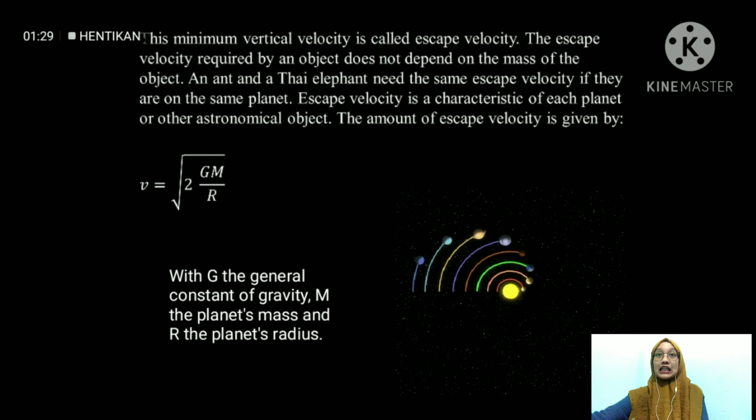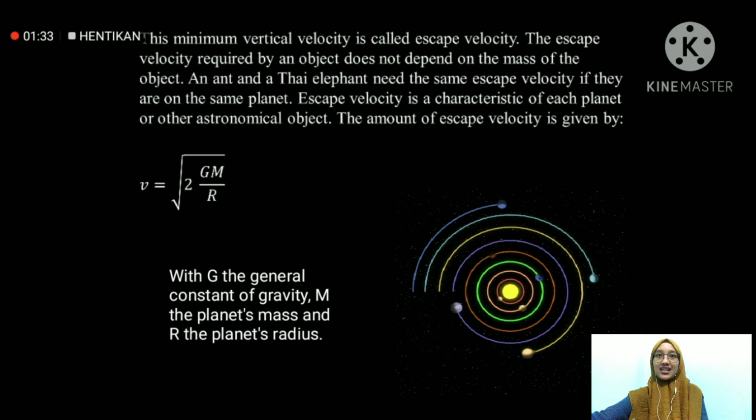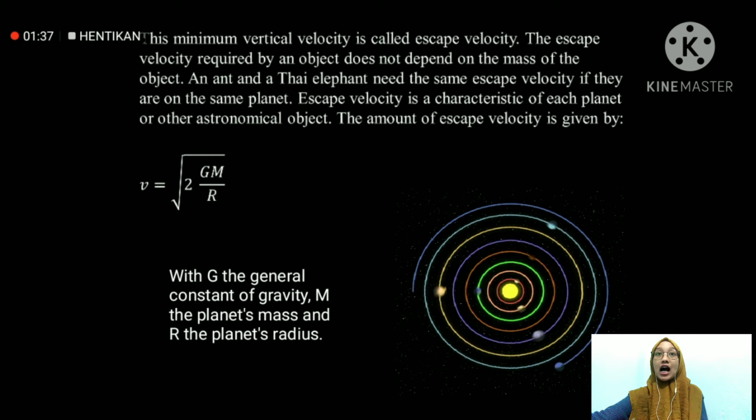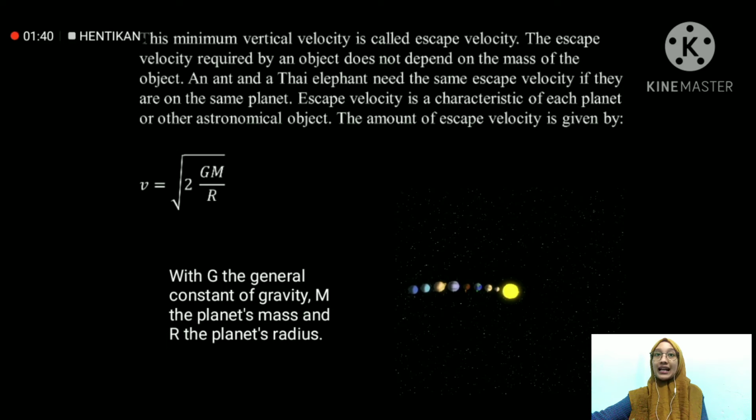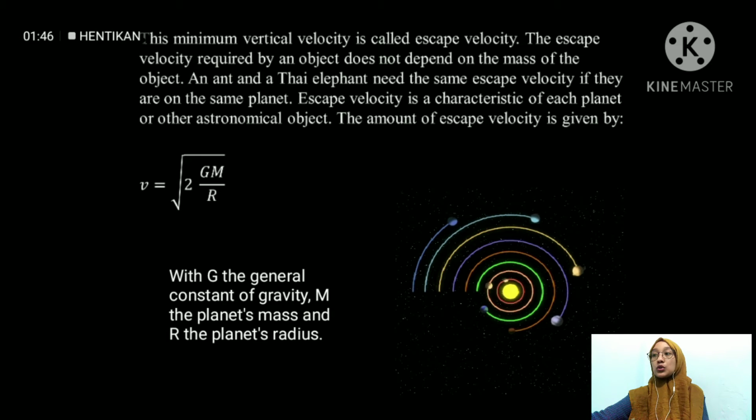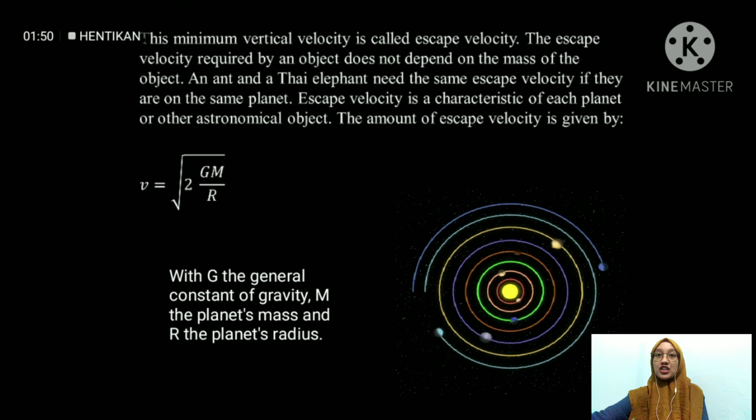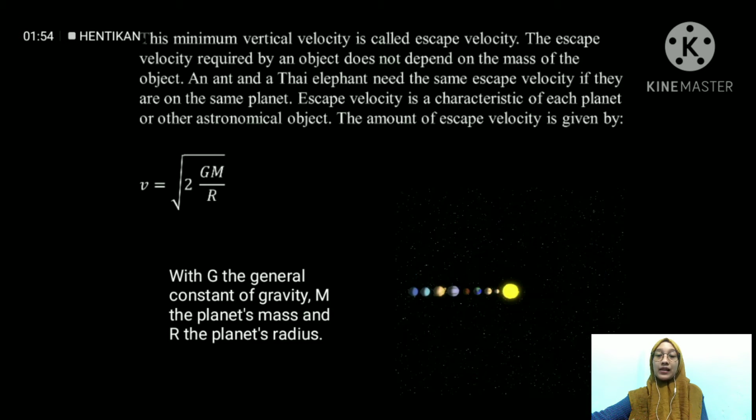The escape velocity acquired by an object does not depend on the mass of the object. An ant and a television need the same escape velocity if they are on the same planet. Escape velocity is a characteristic of each planet or other astronomical object. The amount of escape velocity is given by v equals the root of 2GM divided by r, where G is the universal constant of gravity, M the planet's mass, and r the planet's radius.